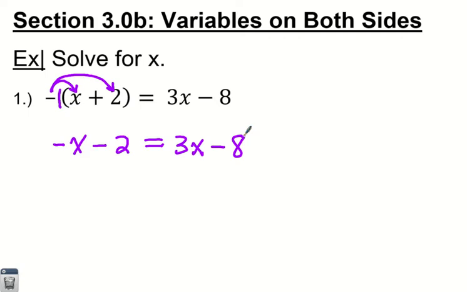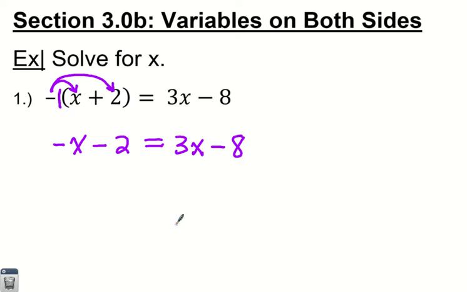Now we look at this and go, are there any like terms to combine on the left already? Can you do any combining of like terms on the left? No. Can you do any combining of terms on the right? No. So now it's time to get the x only on one side and then get that x all by itself.